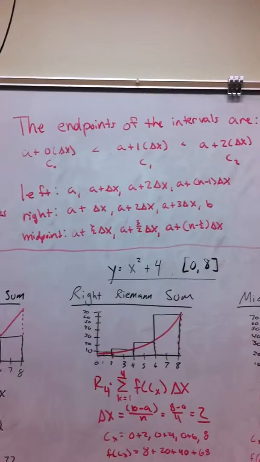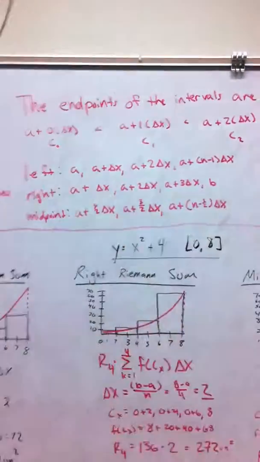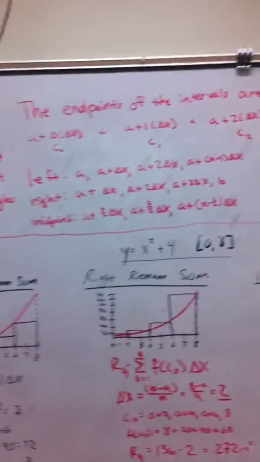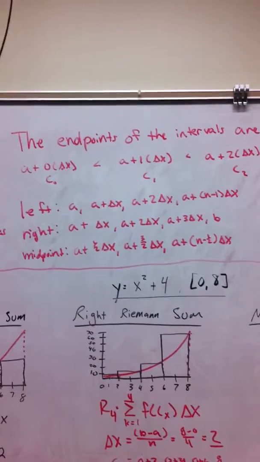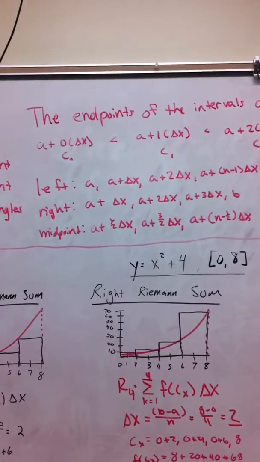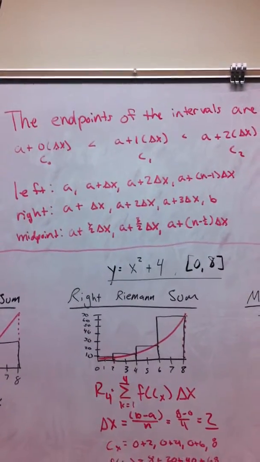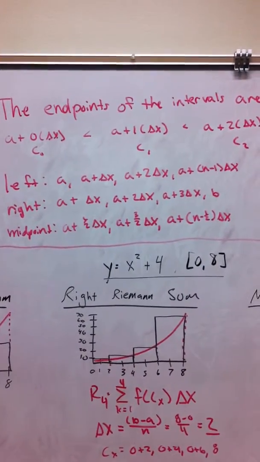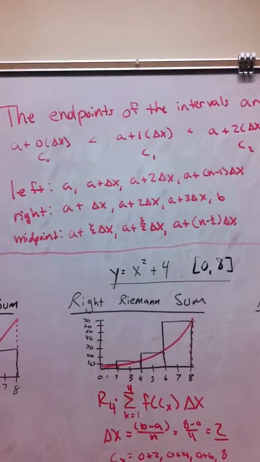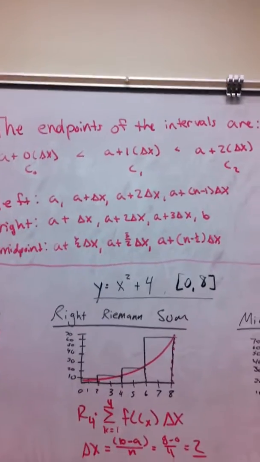Either way, for a left sum, we start off by using a, which is our left endpoint. We use the function value at a, and we add all these up. So for left you use a, then a plus delta x, a plus 2 delta x, and so on until you get to a plus (n minus 1) delta x, depending on how many subintervals you have. For right, you have a plus delta x, a plus 2 delta x, a plus 3 delta x, and so on until you get to b. You're using the right endpoint instead of the left endpoint for the right Riemann sum.